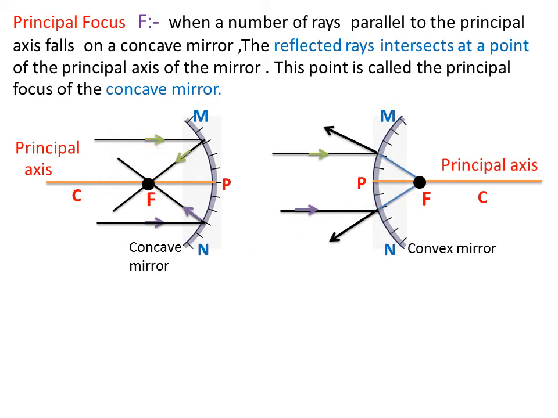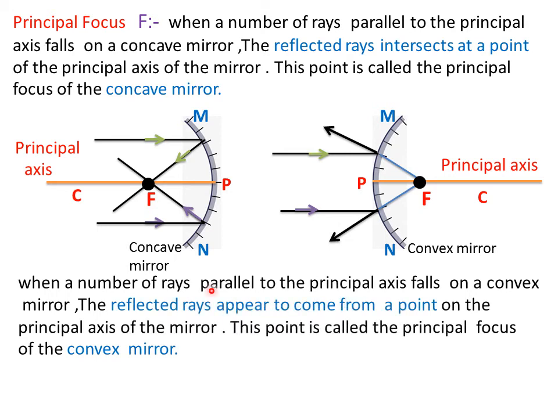Now move to another diagram and another definition of principal focus, in the convex mirror. Here we also say, when a number of rays parallel to the principal axis fall on the convex mirror like this, this is our principal axis and these are the rays parallel to the principal axis. This one and this one are our reflected rays. The reflected rays appear to come from a point on the principal axis of the mirror. This point is called the principal focus of the convex mirror.